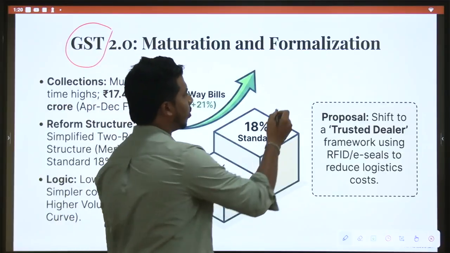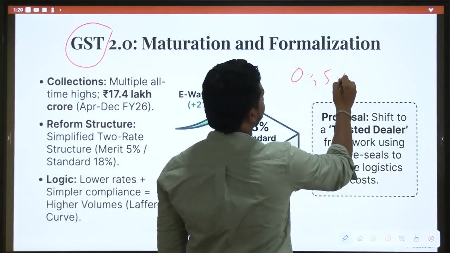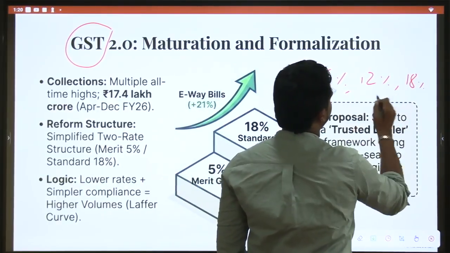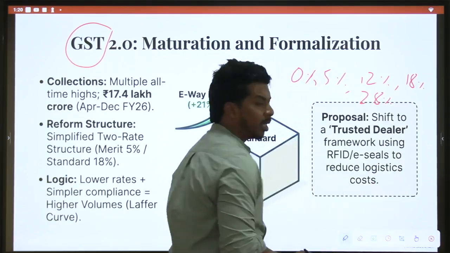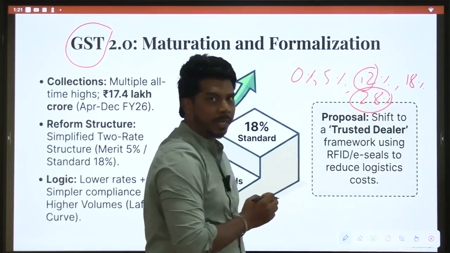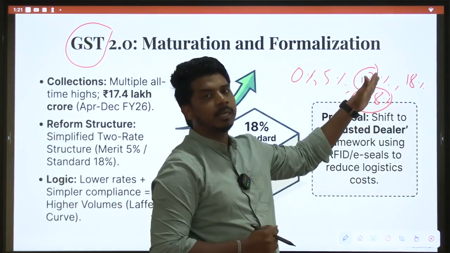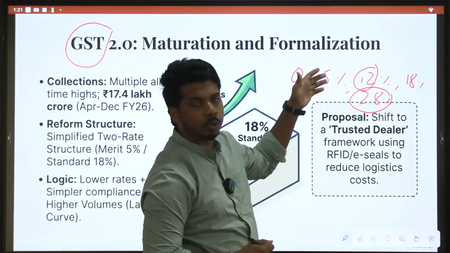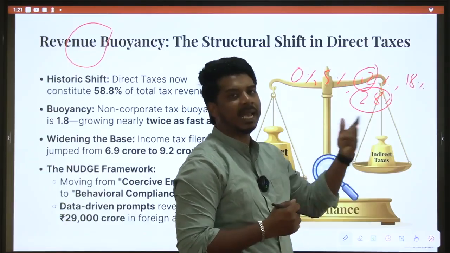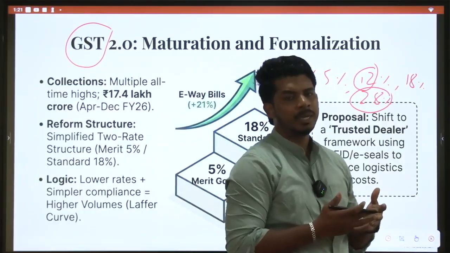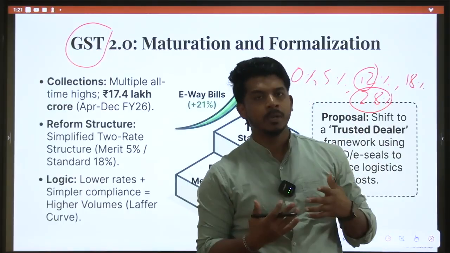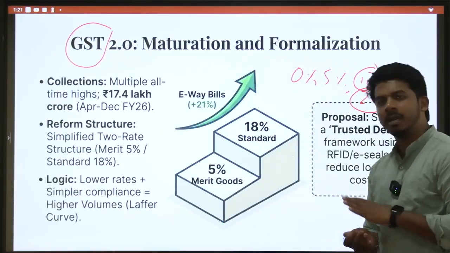Previously we used to have 0%, 5%, 12%, 18%, okay, 28% slabs. But last year the government is discouraging these 12% and 28% slabs. That means all the items in the 12% slab, the government is moving, most of them into 5% or 18%. Okay, so the government is simplifying tax laws. GST is being simplified. Taxes on many items are being reduced. Okay, either they are being made 0 or 5. So these are the GST reforms done last year.